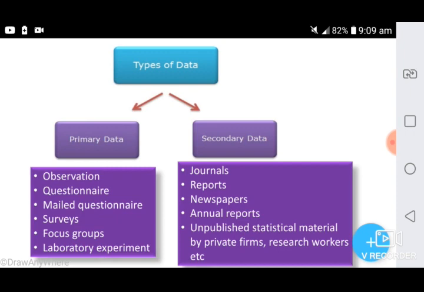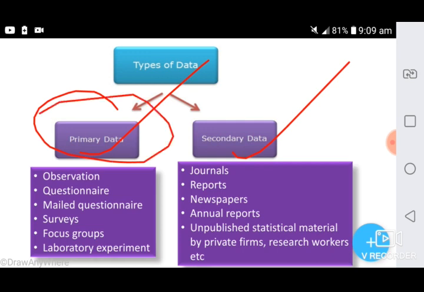Data can be divided into primary data and secondary data. What is primary data? Primary data is first-hand information. It is original data in which the data are collected first-hand by the researcher for a specific research purpose. It includes observation, questionnaire, mailed questionnaire, surveys, focus group, then laboratory experiment.